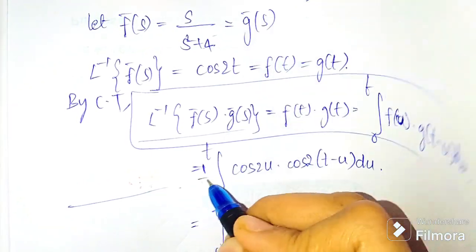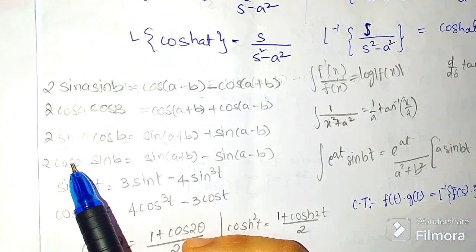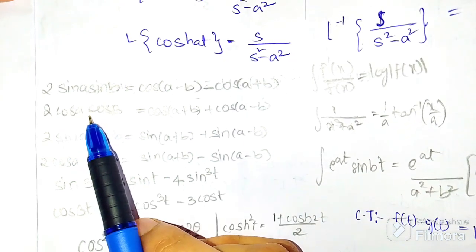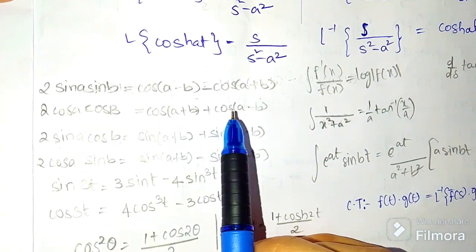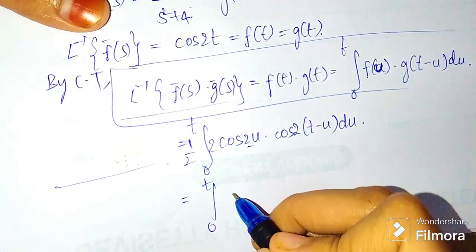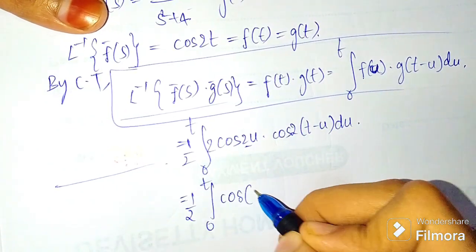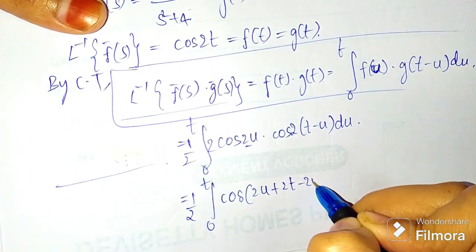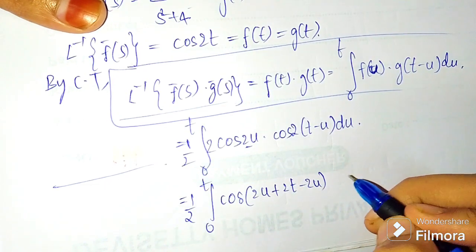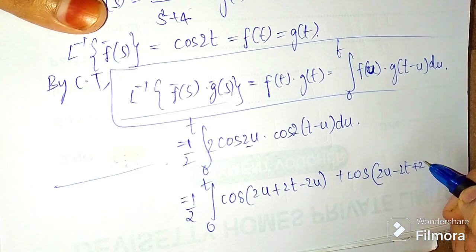1 by 2 into 2, so that I can write it in the formula. So I have 2 cos A cos B. See here, 2 cos A cos B equals cos of A plus B plus cos of A minus B. So what is my cos A? 2u. So cos of A plus B: 2u plus 2t minus 2u, and cos of A minus B: 2u minus 2t plus 2u.